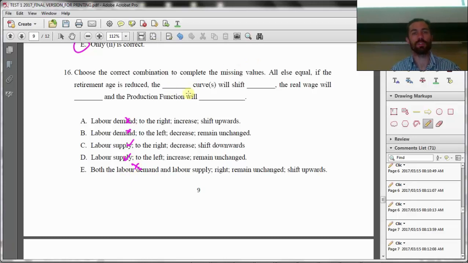Would the curve shift to the left or to the right? Left, cool. So we don't really need to check the last one, but basically, will the production function remain unchanged? Yes, cool.